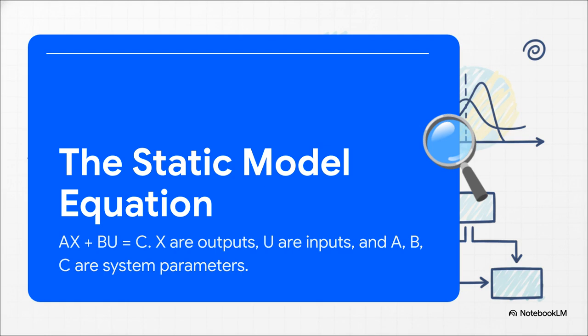The best way to think of this is like a recipe. U is your input, that's what you're putting into the system. X is your output, what you get out of it. And all those other letters, the A, B, and C, those are the system's parameters. They describe the system itself. Things like how stiff a spring is or the resistance in an electrical circuit.